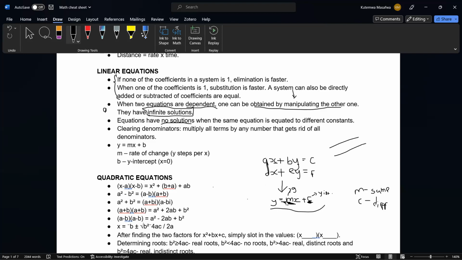And this is only because they are parallel. That's why M is the same. C is different because they are different lines. Okay. And so how do you apply this to a system?